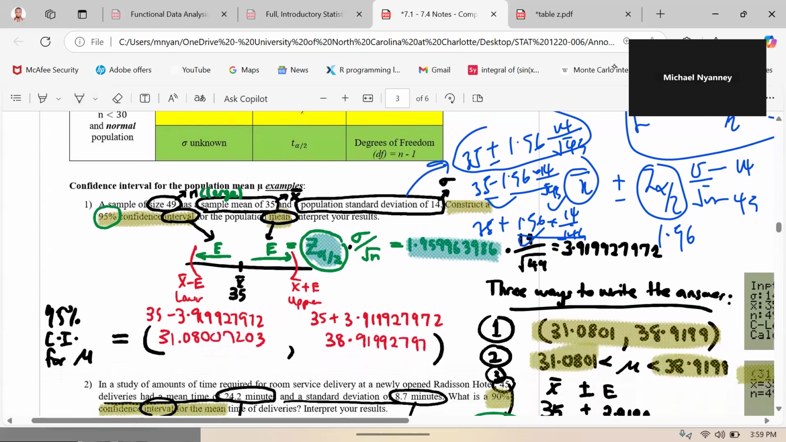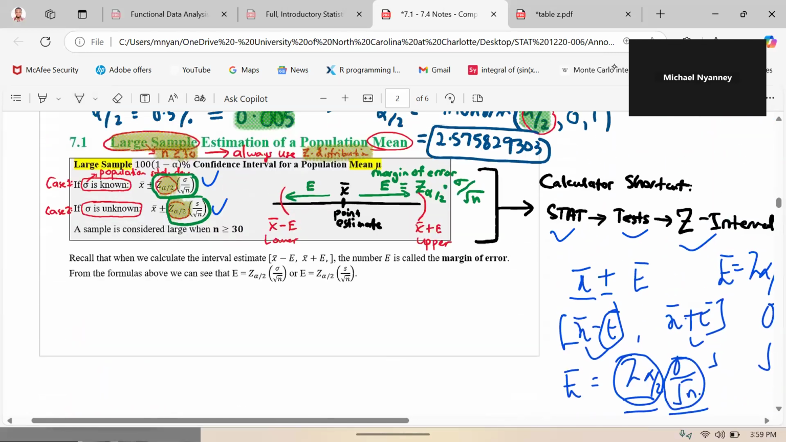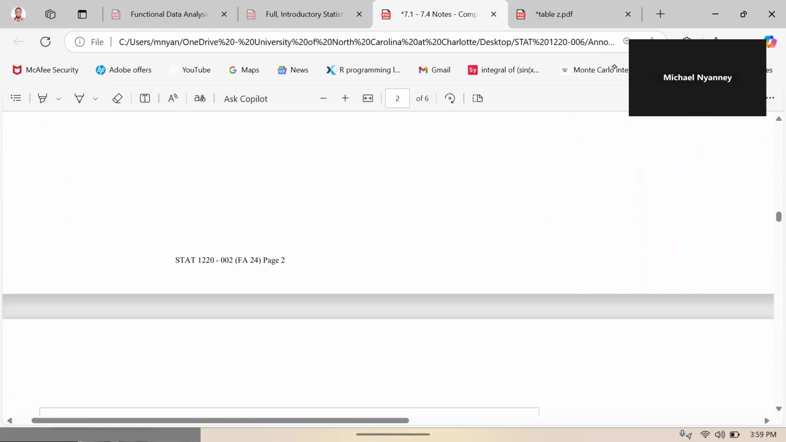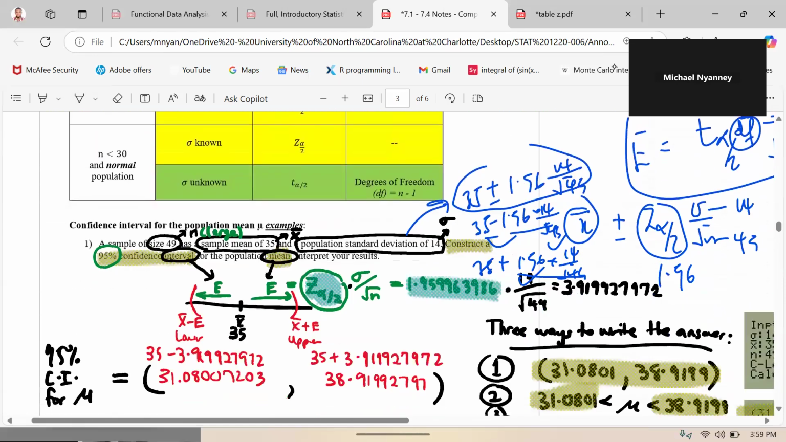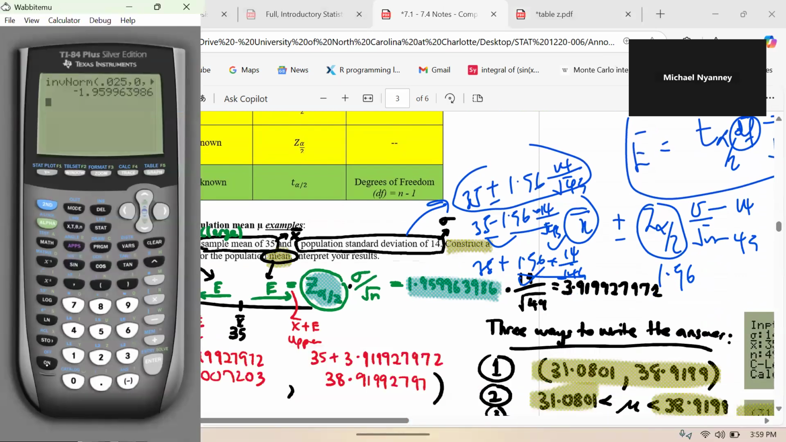But if you want to use your calculator, then let's go to the calculator way. You click on stats, you go to tests, then you click on the Z interval. Let's see if we get the same answer. So we click on stats, then we choose tests, then we scroll down to Z interval, which is number 7. Click on it. It asks for the sigma. The sigma is 14. What is x bar? x bar is 35. What is the sample size given? That is 49.